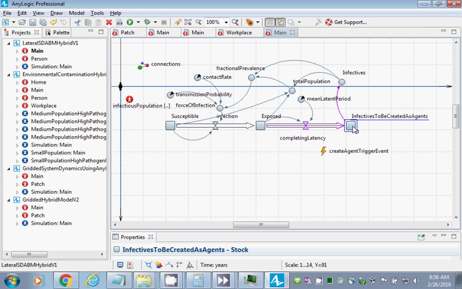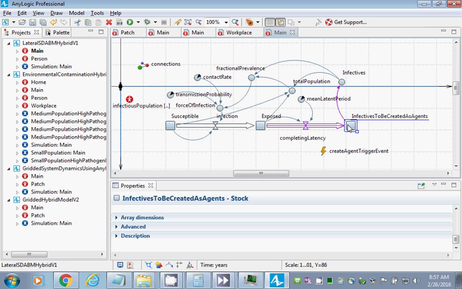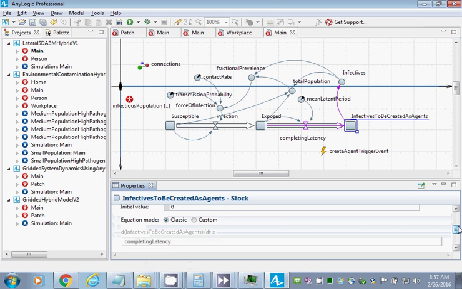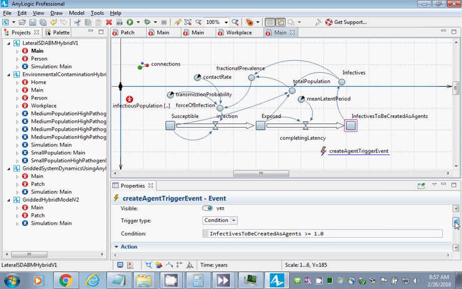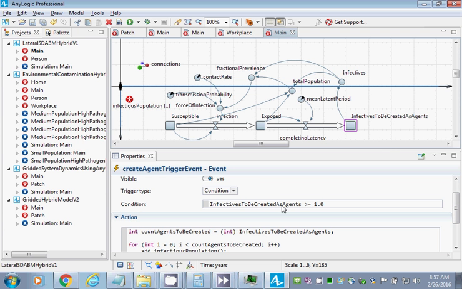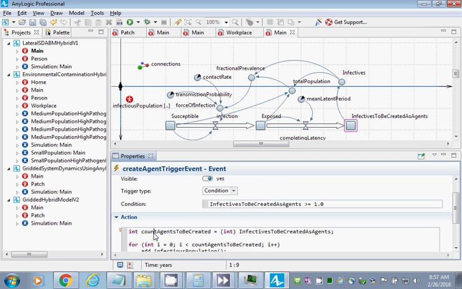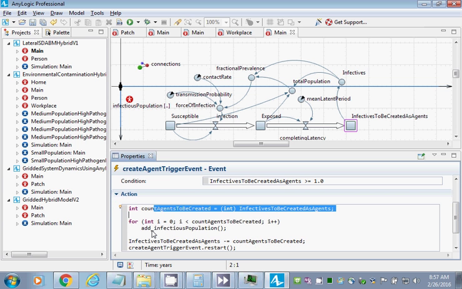And how does that happen? Well, they flow down to this stock, and this stock is kind of a temporary holding place, a clearinghouse for agents to be created. So people flow in here, and once this stock reaches at least one full person, we go through and we create that many people, that many integer count of people as agents. Okay, those agents are created as full-fledged persons, first-class persons.